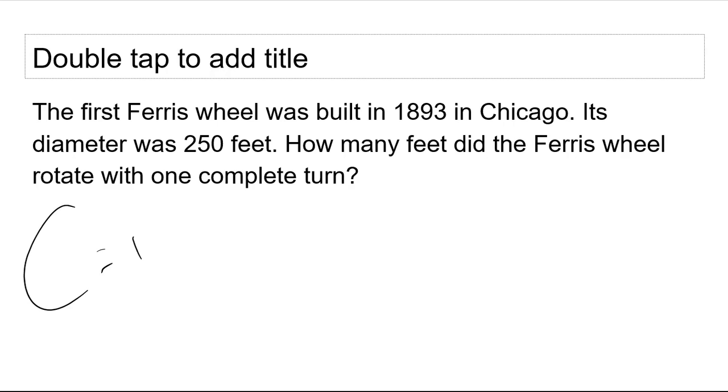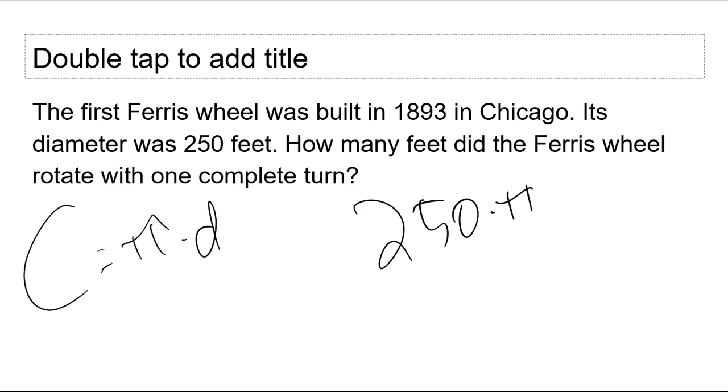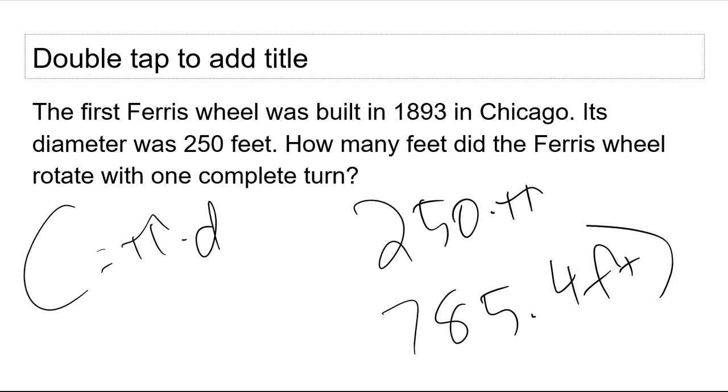Circumference is pi times d. And we know diameter is 250, so we just take 250 times pi. 250 times pi, 785.4 feet. It's in one turn.